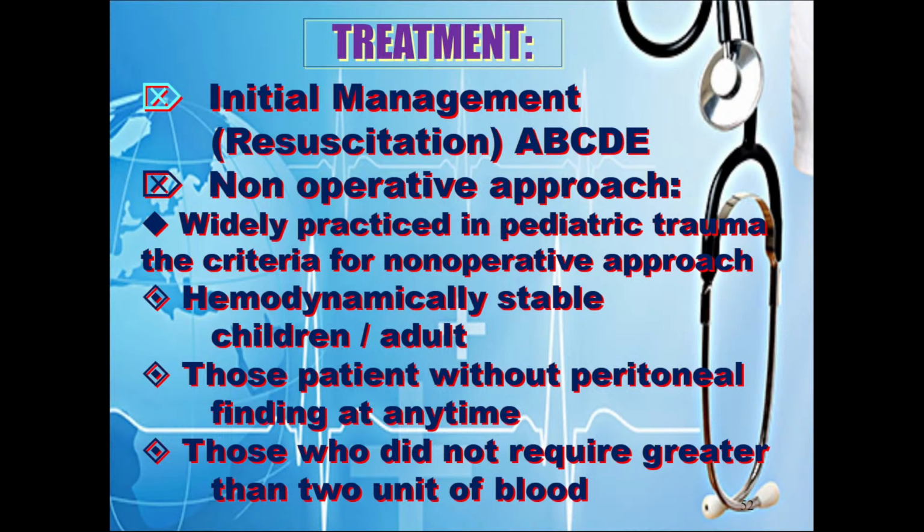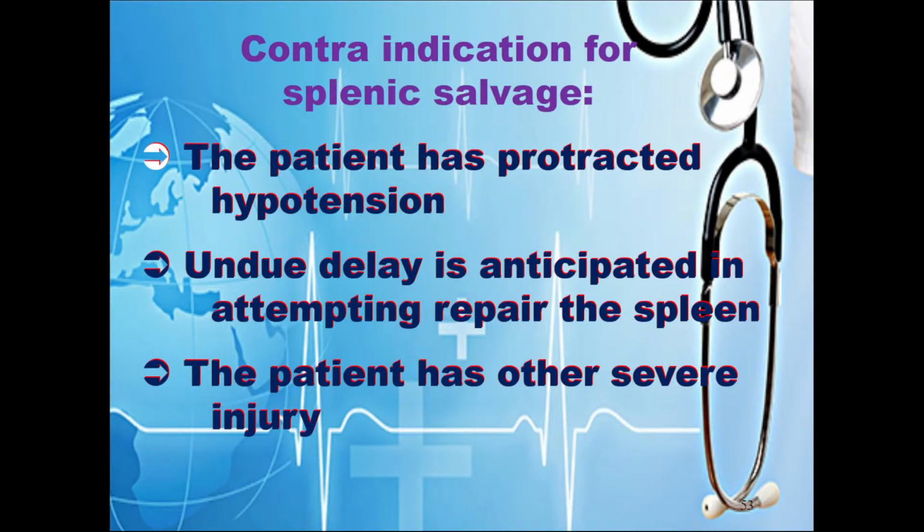Again, the hemodynamically stable children or adults, those patients without peritoneal findings at any time, those who did not require greater than 2 units of blood. Contraindications for splenic salvage: the patient has protracted hypotension. Undue delay is anticipated in attempting to repair the spleen.